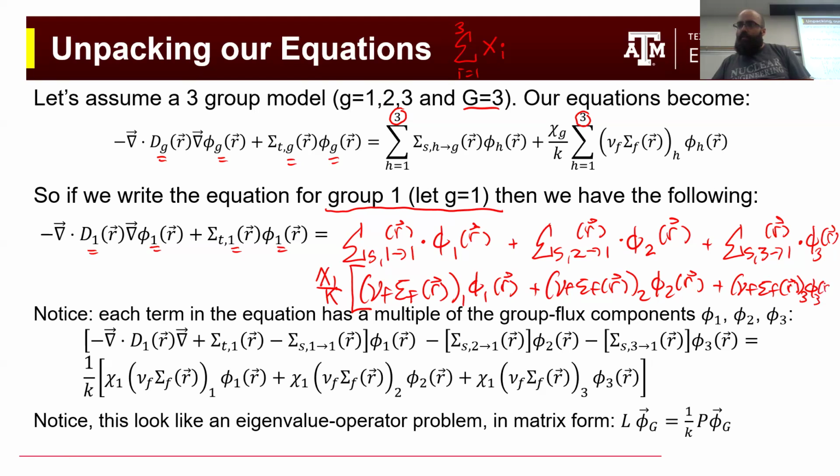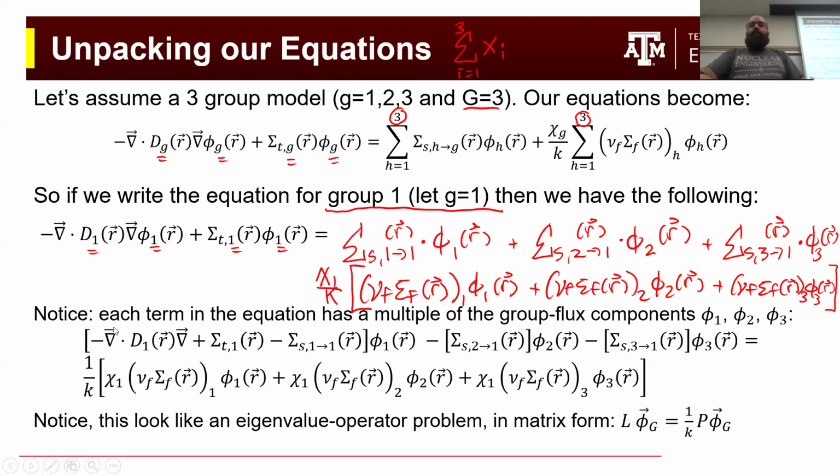That can also depend on r. So each of those sums, if it's a 3-group model, each of those sums will have 3 terms. So that right there would be how I could expand those sums for a 3-group model. And I've only written the equation for group 1. I would have another equation for group little g equals 2, and I would have a third equation for group little g equals 3.